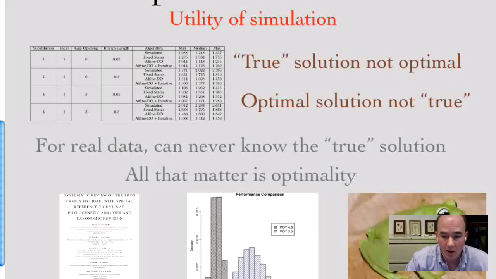So for real data, what we want to see is how well things are behaving. Now here's a small example down here. These are some frog data from Julian Faivovich. And this is actually comparing POY3 versus POY4, which is a complete rewrite in the last few years of the POY software. And that data set was a typical sort of data set.